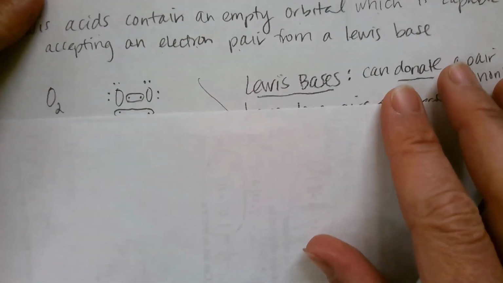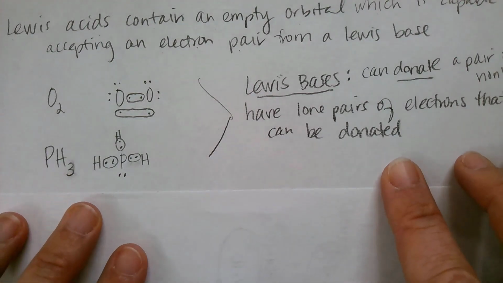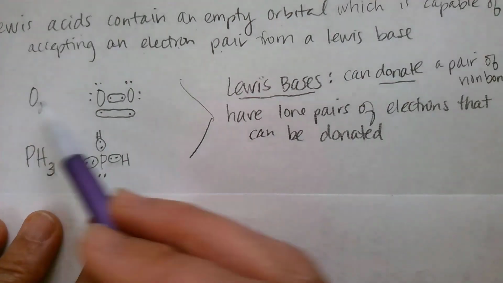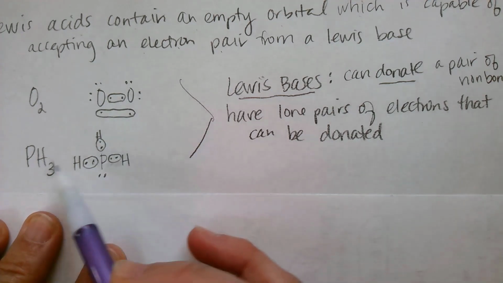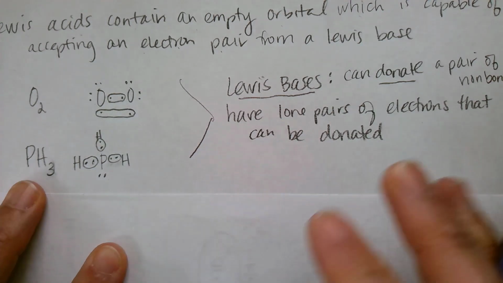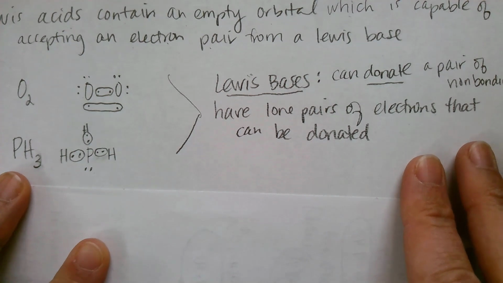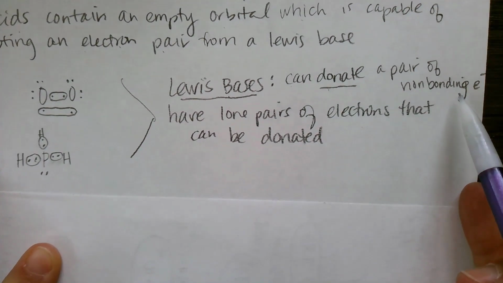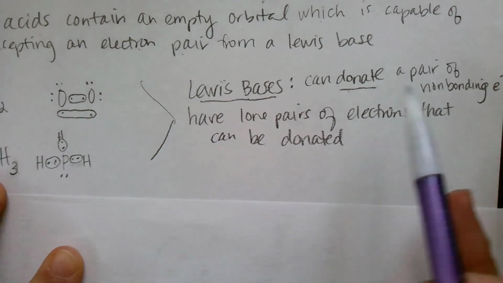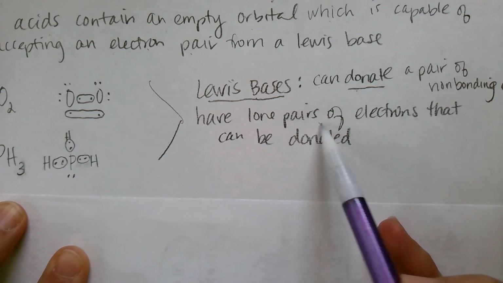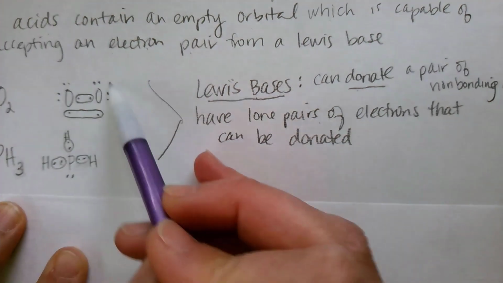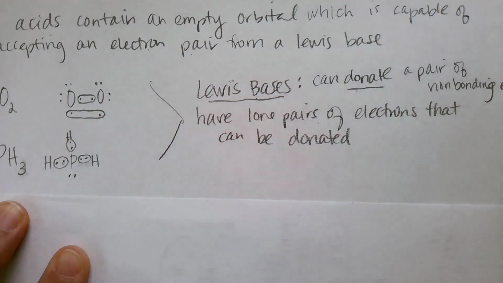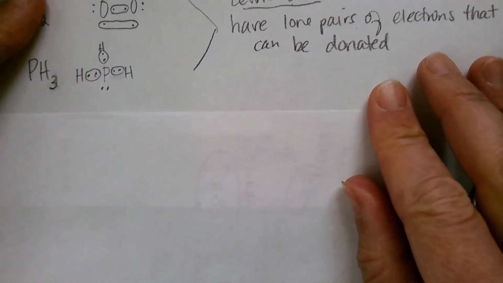Now let's look at the next two, O2 and PH3. I just drew oxygen and PH3, and we're able to see here how it's different. A Lewis base can donate a pair of non-bonding electrons, and both of these have lone pairs of electrons that can be donated. We can see the central atom P, and between the O2 we have lone pairs that can be donated.